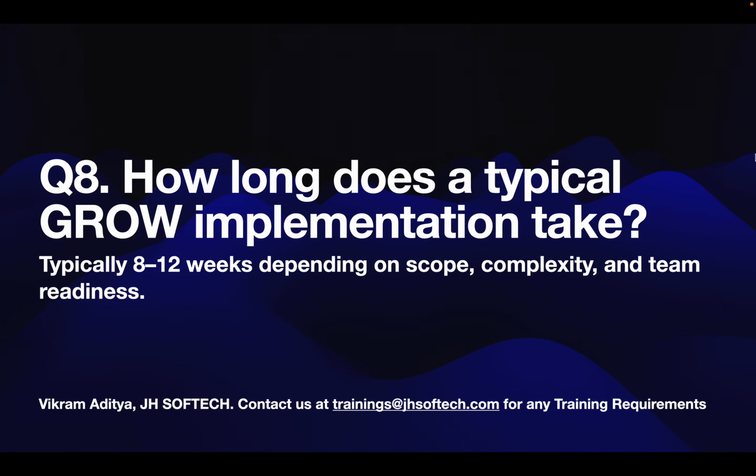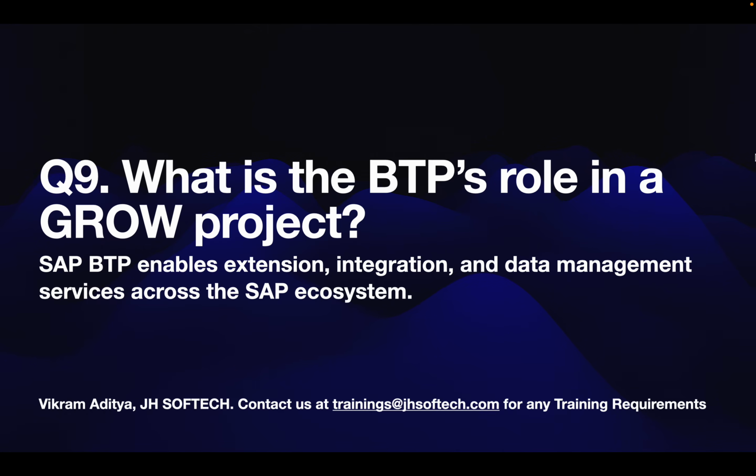How long does a typical Grow implementation take? Typically 8 to 12 weeks, depending on scope, complexity, and team readiness. What is BTP's role in a Grow project? SAP BTP enables extension, integration, and data management services across the SAP ecosystem.